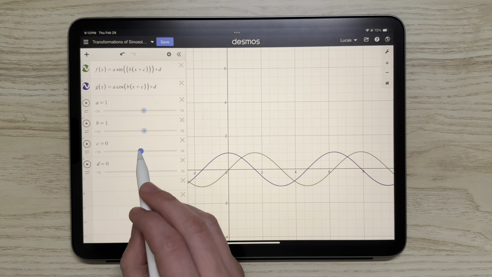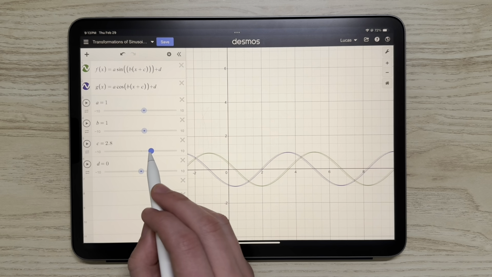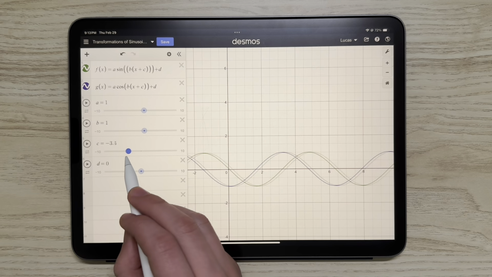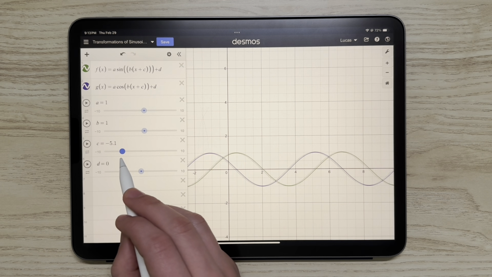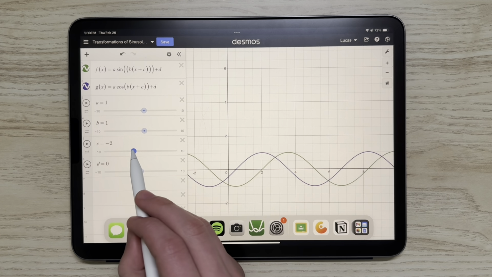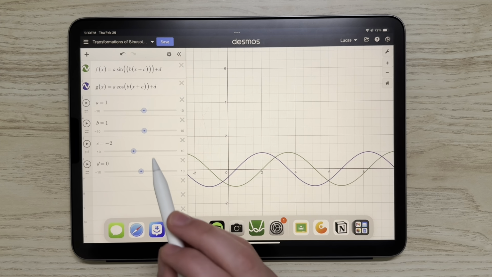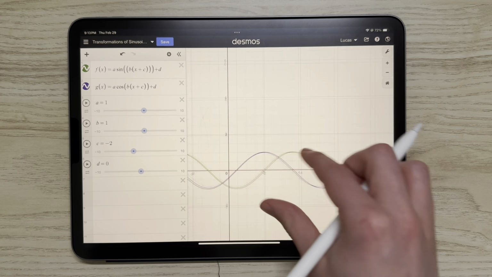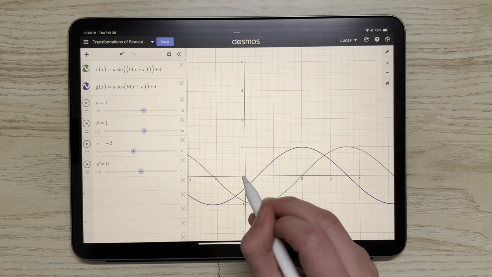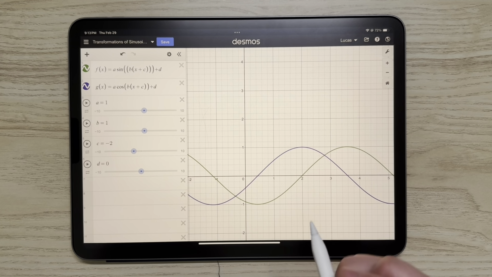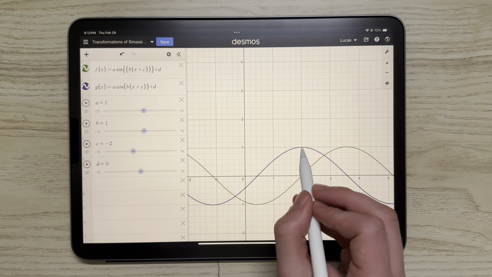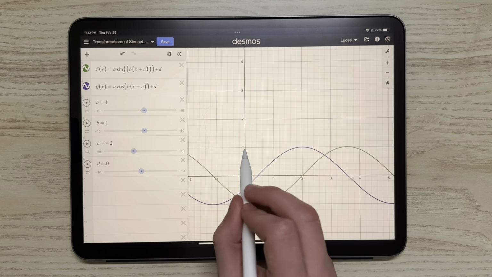And C, if we make C positive, it moves to the left. And if we make C negative, it moves to the right. So if we had, like, C is equal to -2, that means the middle of the sine function is going to be at 2 instead of 0. So we moved it 2 to the right. And the top of the cosine function, which is kind of like the middle for the cosine, is also going to be at 2 instead of 0.